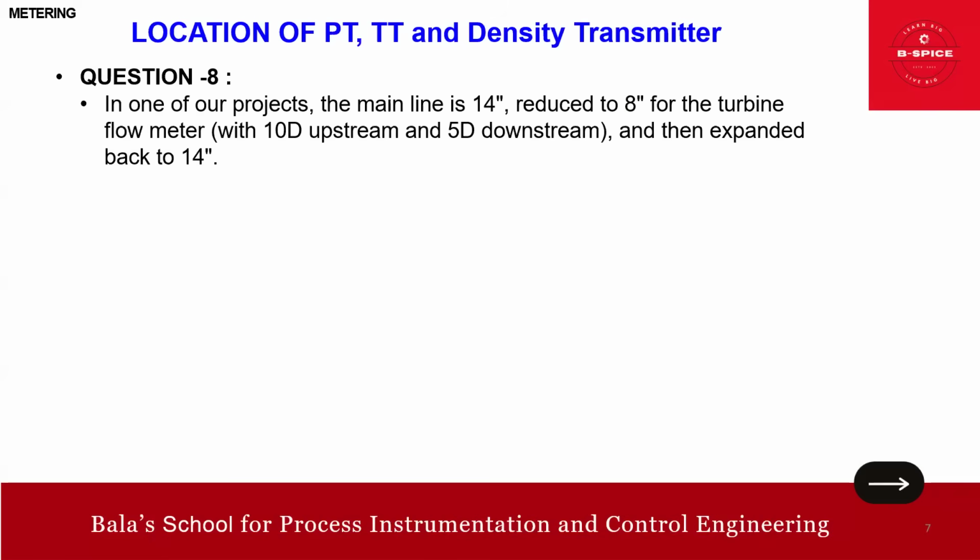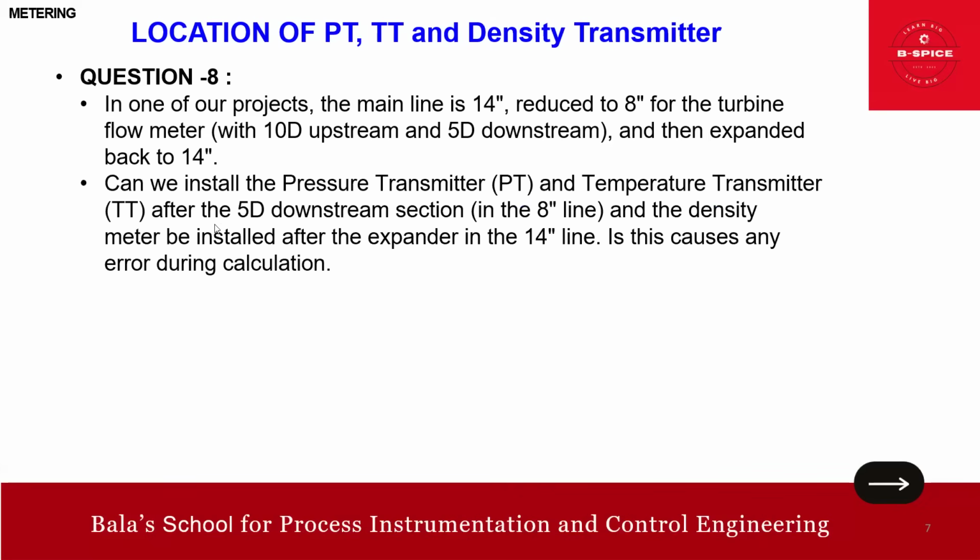Now we go with question 8. In one of our projects, the main line is 14-inch, reduced to 8-inch for the turbine flow meter, with 10D upstream and 5D downstream, then expanded to 14. So this is a scenario. The question is, can we install the pressure transmitter and TT after the 5D downstream section in the 8-inch line, and the density meter after the expander in the 14-inch line? Does this cause any error in calculation?